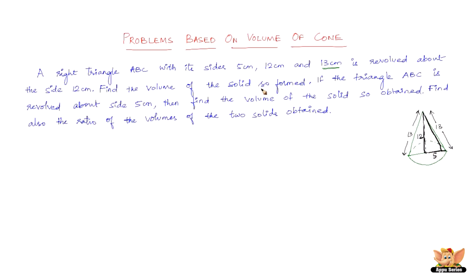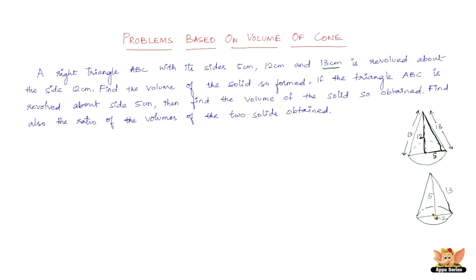Now we need to find the volume of the solid so formed. Now we just have the information here, that is the slant height is 13, the height is 12, and the radius of the circular base is 5 centimeters. Now they are also saying that if the triangle ABC is revolved about the side 5 centimeters. So how is this? So this will be something like this. So now this will be 13, this will be 5, this will be 12.